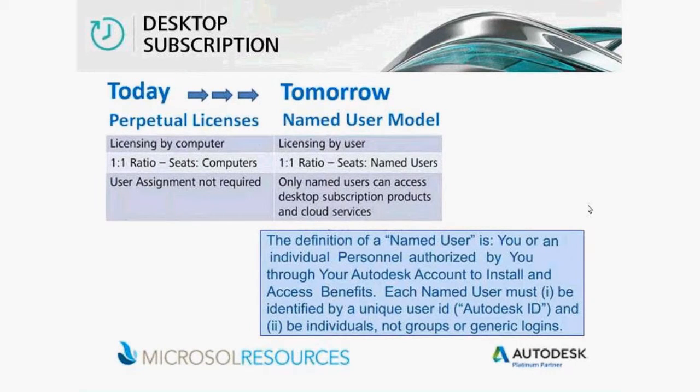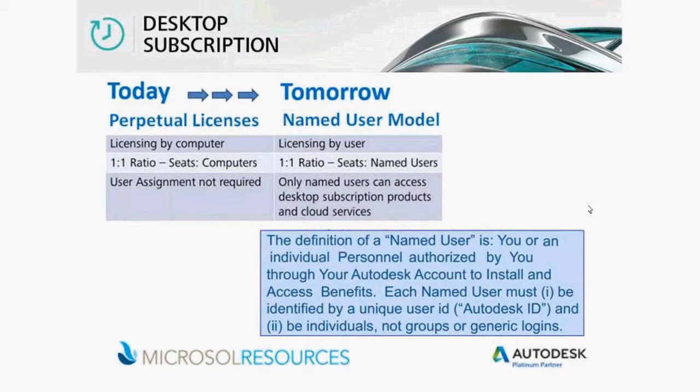Now, the differentiating factor between Autodesk Desktop Subscription and perpetual licenses is that Desktop Subscription requires a unique email address, which identifies that person as a named user. Each user will require their own Desktop Subscription for any Autodesk product they require. This user can have the software installed on multiple machines, but they should not access it concurrently.